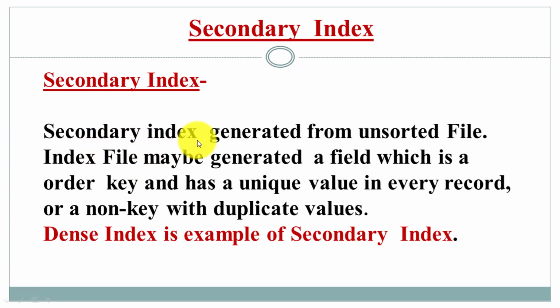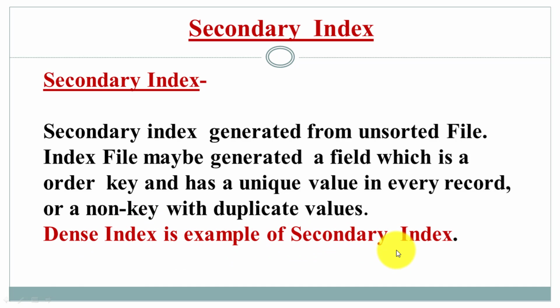So secondary index is generated from an unsorted file. Index file may be generated on a field which is an order key and has a unique value in every record, or a non-key with duplicate values. Dense index is an example of secondary index.